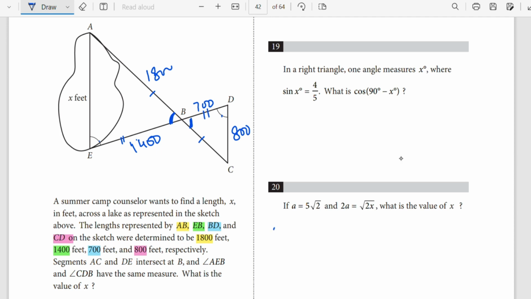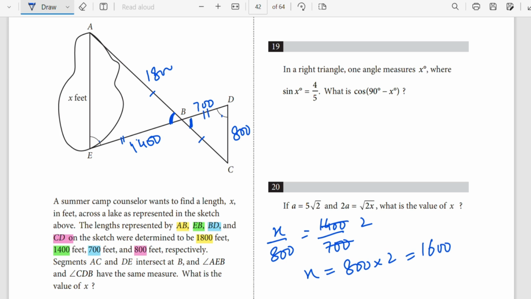You can write x over 800 is equal to 1400 over 700, because 1400 and 700 are the corresponding sides. So this one is 2. Here x is equal to 800 times 2, that is equal to 1600. So the answer of this question is 1600, that is equal to x.